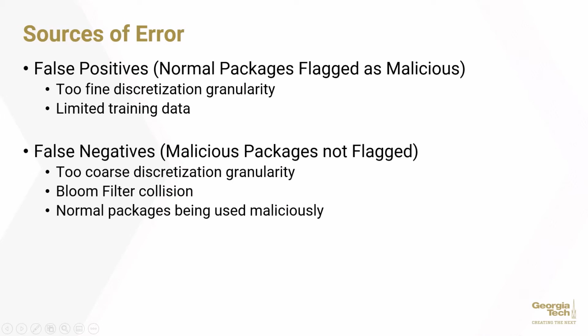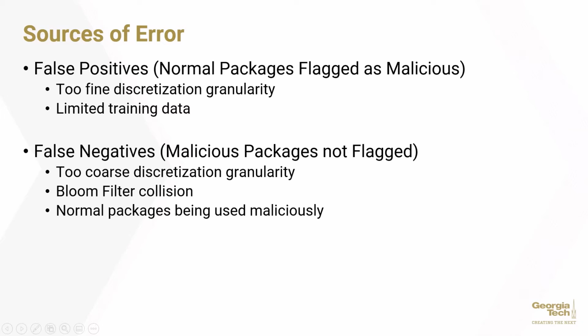And in terms of what could cause a false negative, which would be a malicious package that isn't caught by the intrusion detection system, this could be caused by having too coarse of a discretization granularity. So a malicious package, when you're generating the signature, ends up getting discretized to the same signature as a package that was part of that training data. It could also be caused by a Bloom filter collision. So that would be if you have a package that wasn't part of the signature database that happens to map to indices that all have a 1 stored in them, then the Bloom filter is going to say that signature is part of this database even though it isn't.